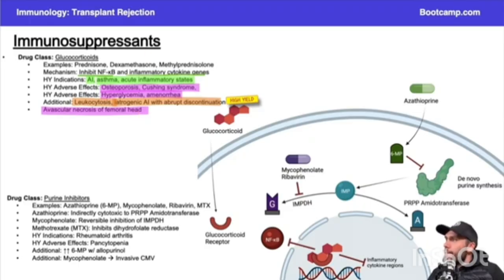Again, we won't have to go through all the details on that. Big ones, though: prednisone, dexamethasone, methylprednisolone, right? We can make a long list here, but that's the concept for glucocorticoids. Again, we're just going high level here.